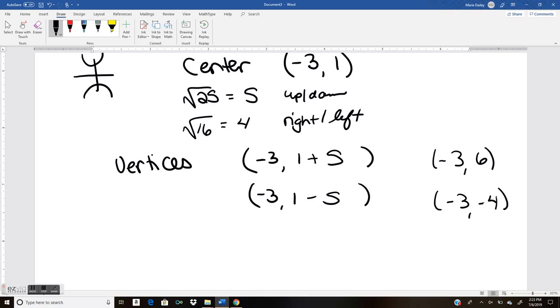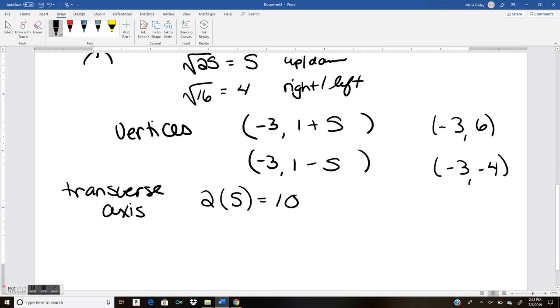Now, while we're here, we might as well do the length of the transverse axis. Remember, that is going to be the length from vertex to vertex. So that's going to be 2 times the distance from the vertex to the center, so 2 times 5 in this case, which is going to be 10.